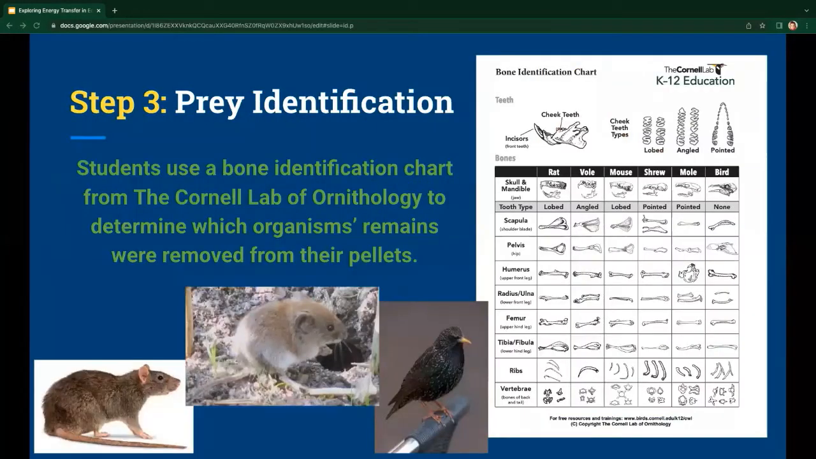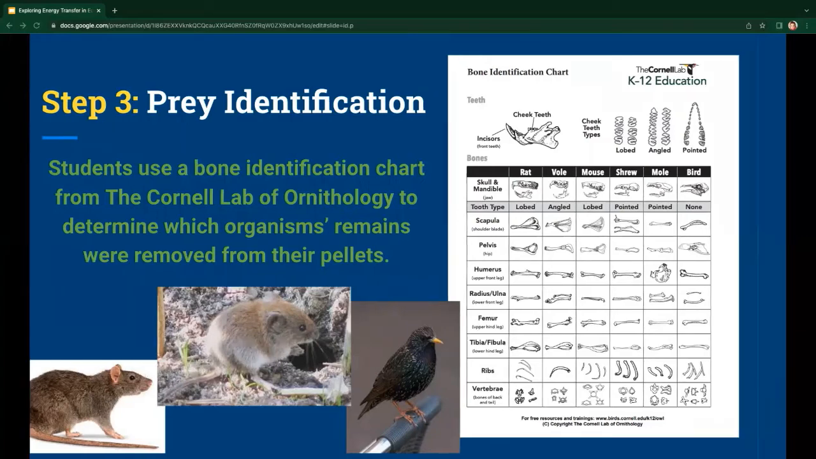Once students have removed bones and teeth from the owl pellets, they use the Cornell Lab of Ornithology bone identification chart to determine which organisms' remains have been removed from the pellets. They compare the bones and teeth that they have collected with the bones and teeth illustrated on the chart.